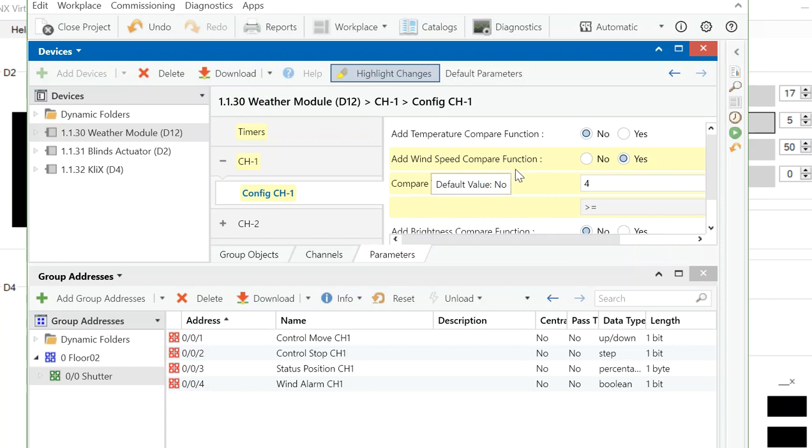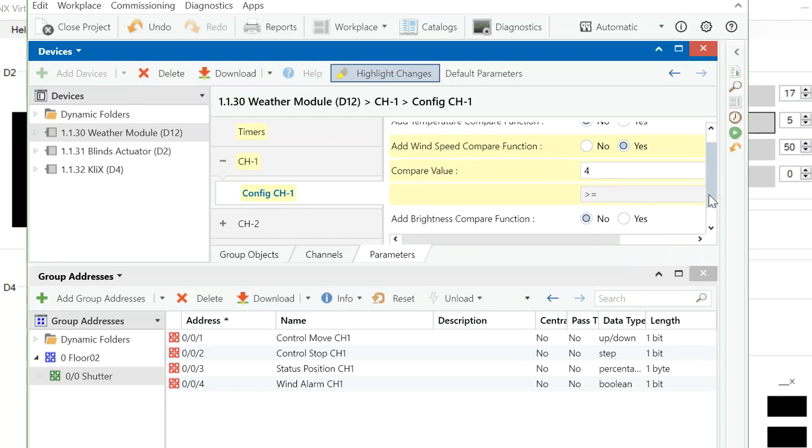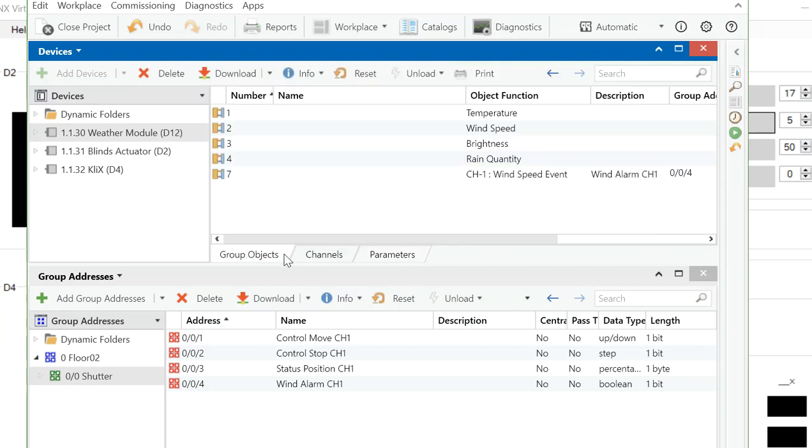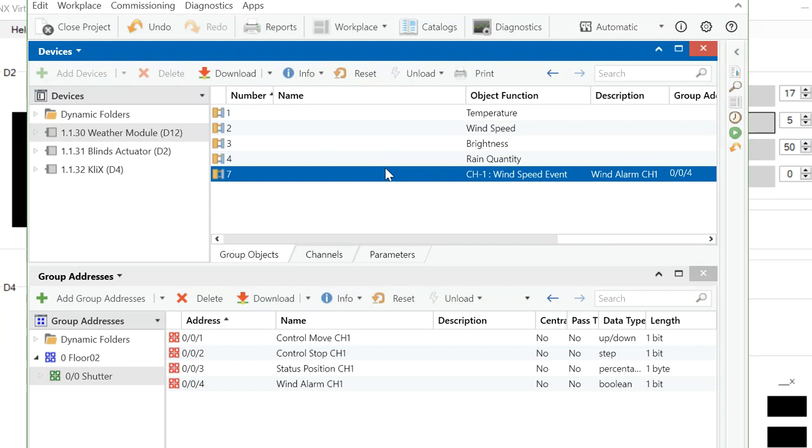add wind speed compare function. We put it on yes, and we say if it is more than or equal to 4 meters per second, the wind storm, then it should activate the wind speed event. Okay, great. This information is coming from the sensor.